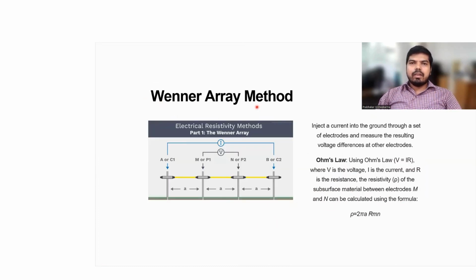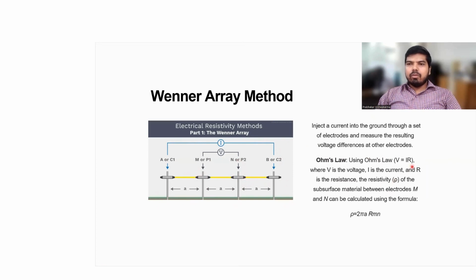The next method is the Wenner array method. In this method, we inject current into the ground through a set of electrodes and measure the resulting voltage difference at the other electrodes. The outer electrodes inject the current, and the voltage difference is measured across M and N.